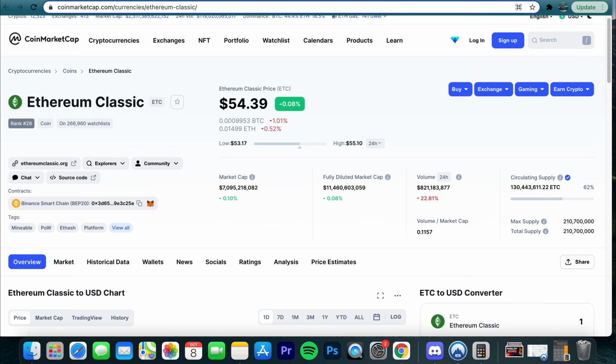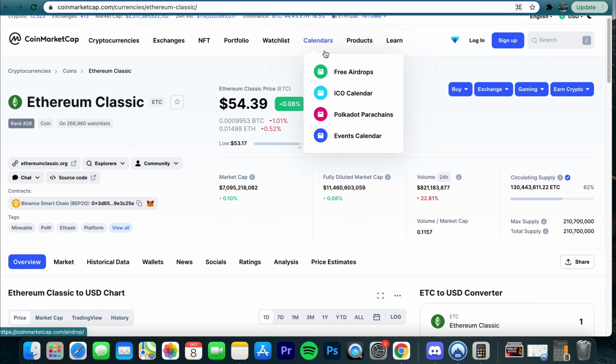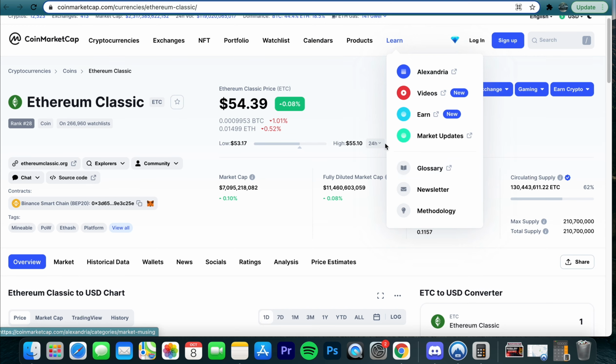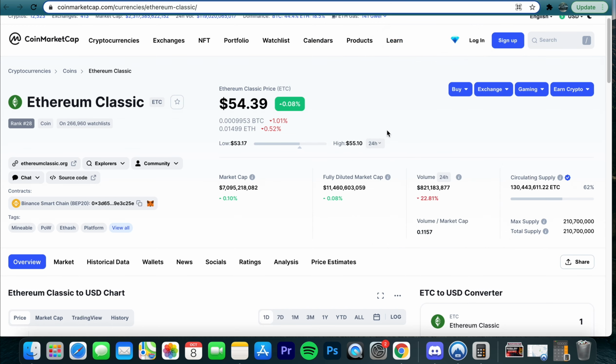So the individuals right now who are currently panicking that the price is at $54, if you were to come back 10 years from now, you would laugh at the fact that you were panicking at $54, seeing as Ethereum Classic is way above $1,000.